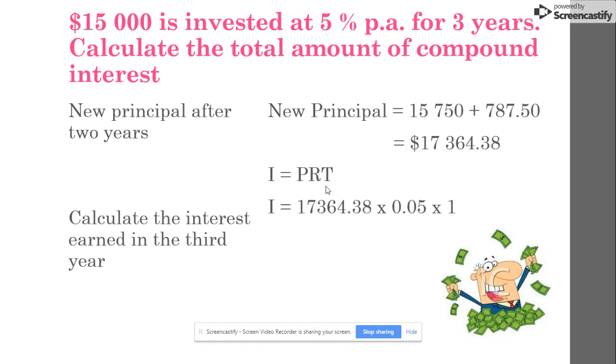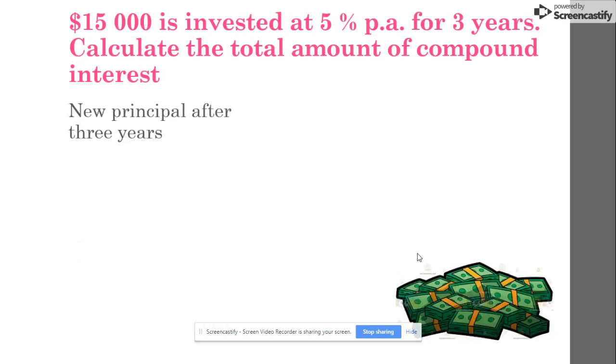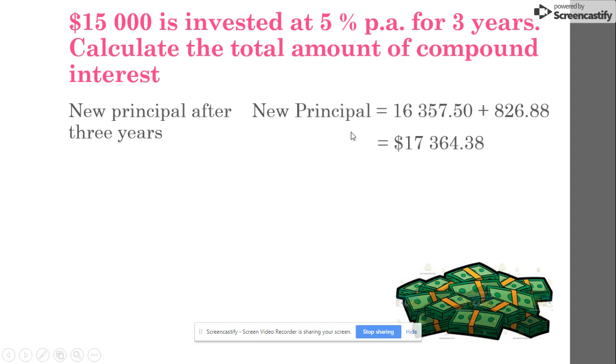So 17,364.38 times 0.05 times 1. And we get the final of $868.22. Fantastic. We add that to our total amount. So our new principal after 3 years was 17,364.38 plus our interest, and we get the final amount. So at the end of the day, we walk out of the bank with that amount of money.